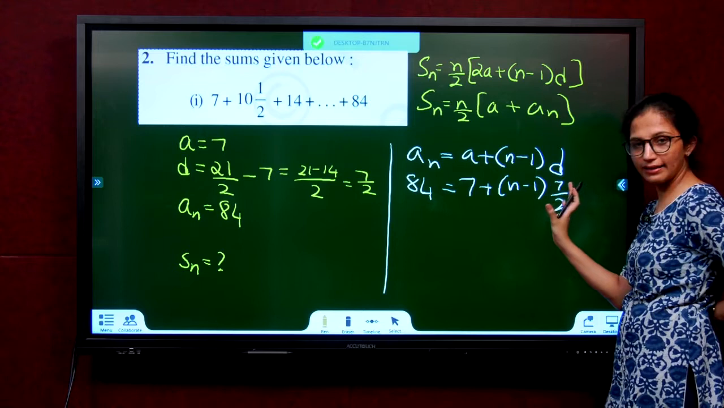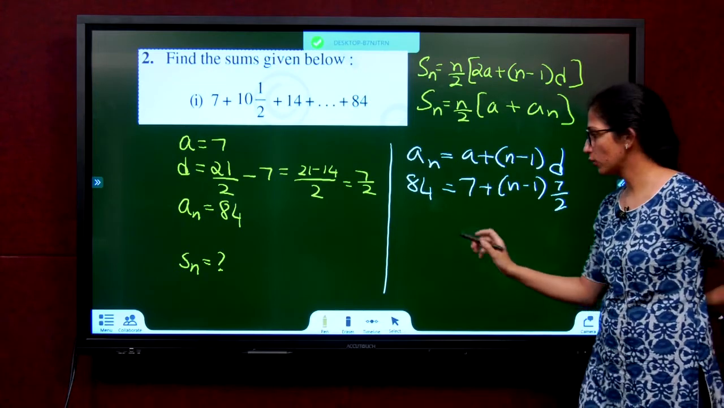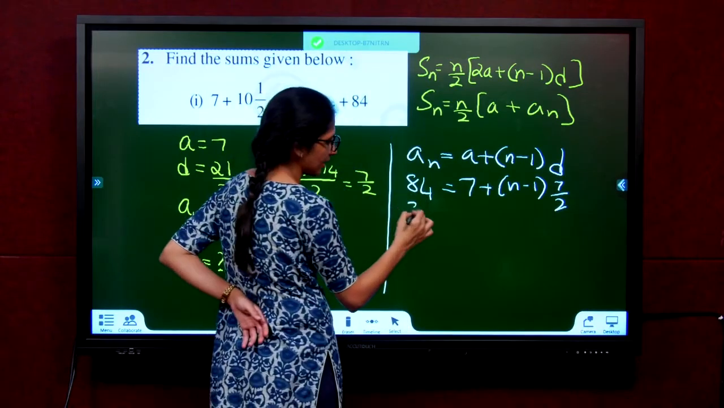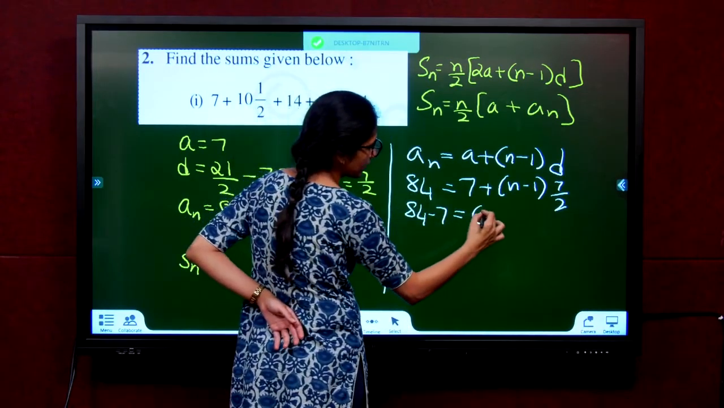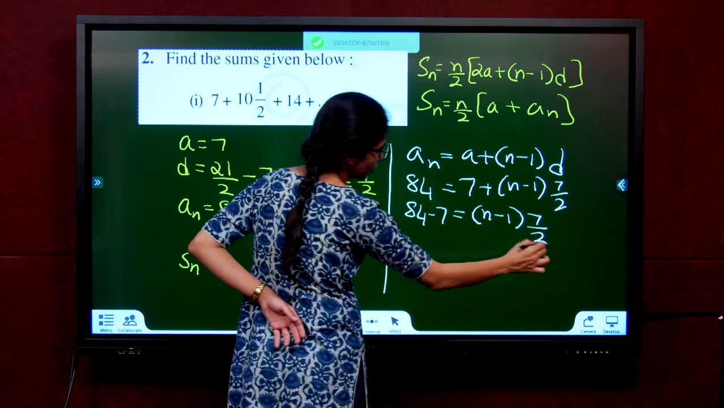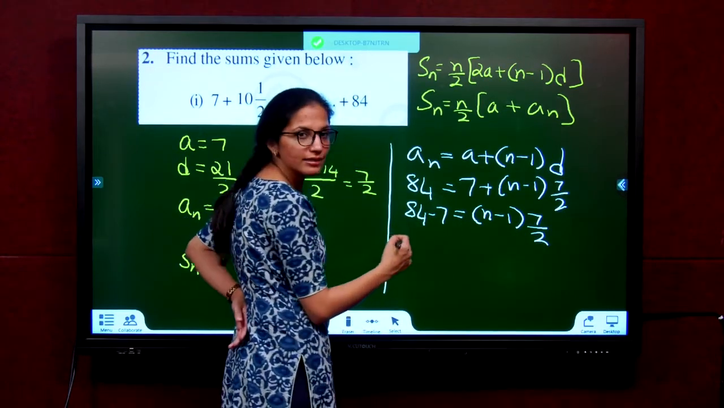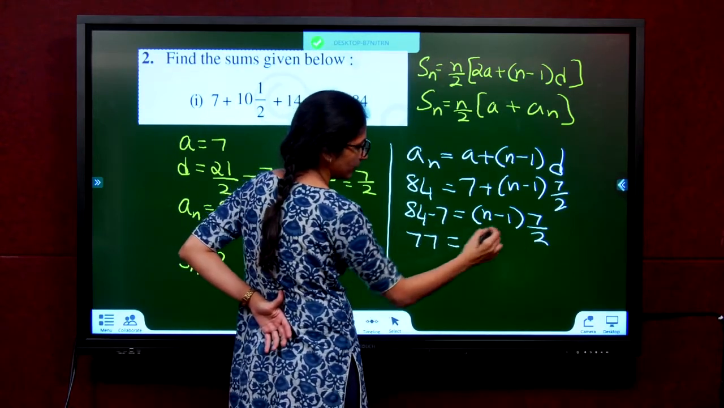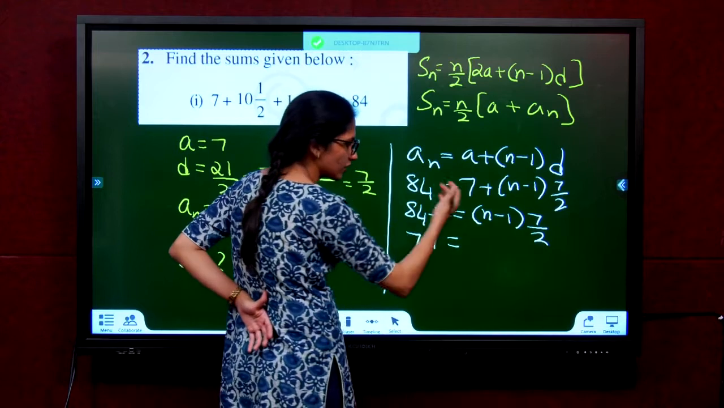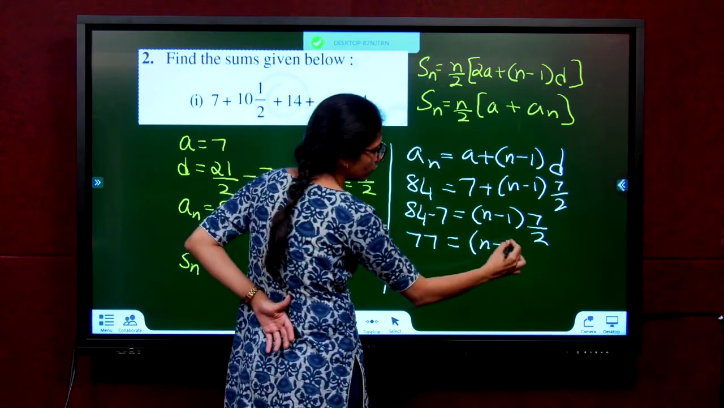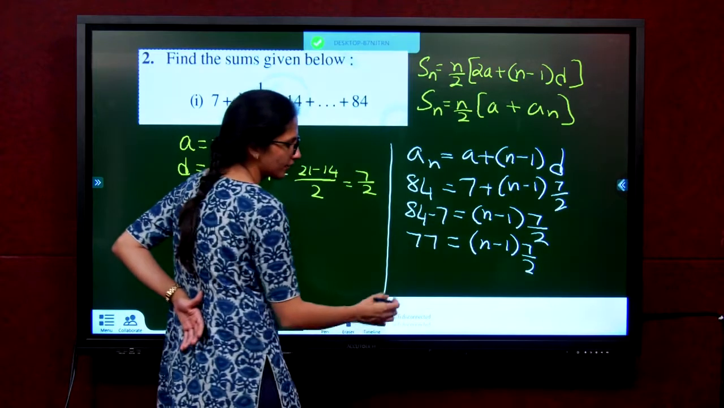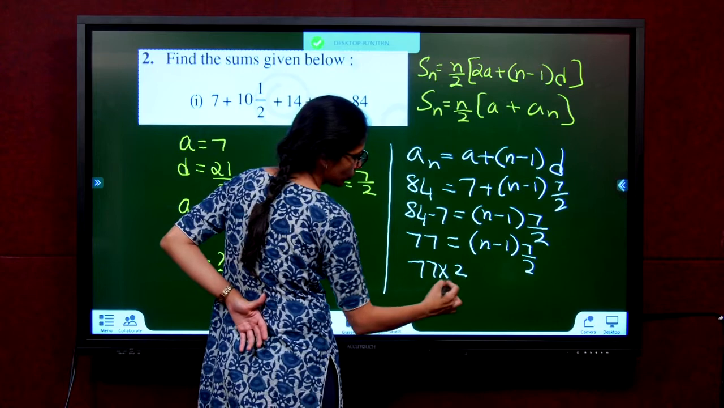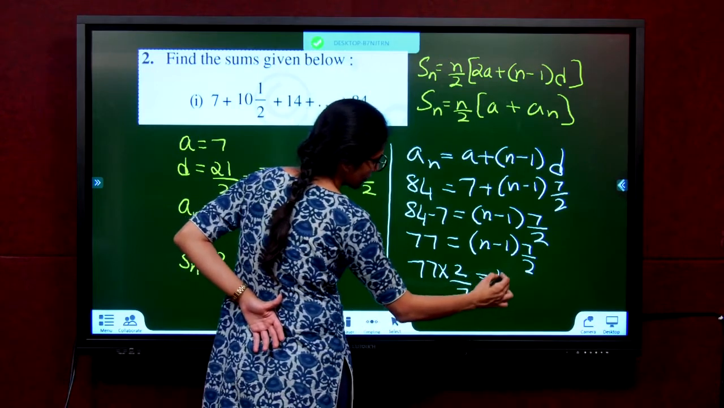If you want, you can open brackets here, or you can transfer this one by one and go. I will transfer, see how? 84 minus 7 comes aside. 84 minus 7 equals N minus 1 into 7 by 2. 84 minus 7 how much? 77 is equal to, you can multiply or you can transfer 2 by 7 this side. See, learn all techniques. You should be able to understand. 2 comes here, 7 goes down. 77 into 2 by 7 is equal to N minus 1.